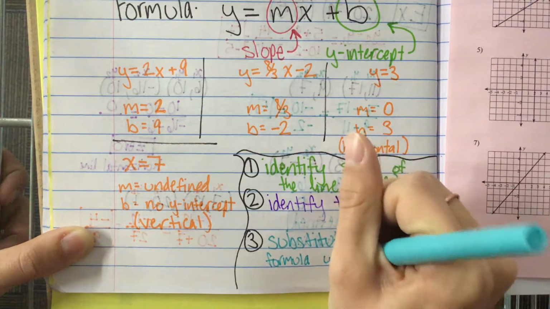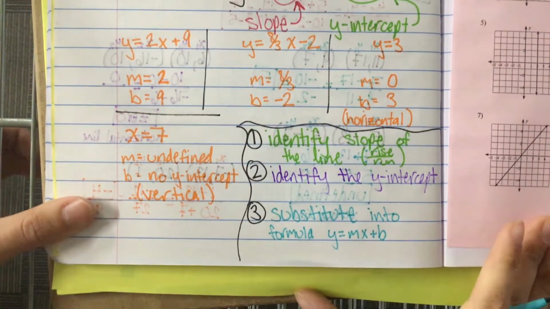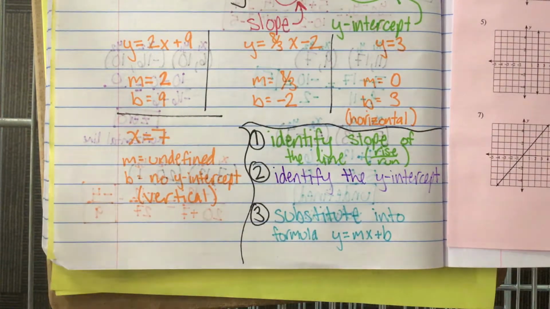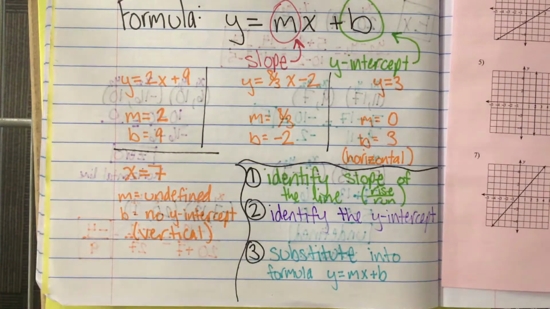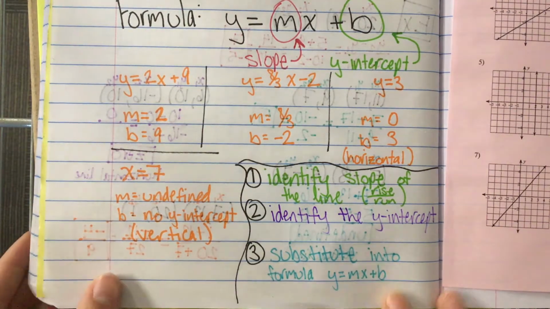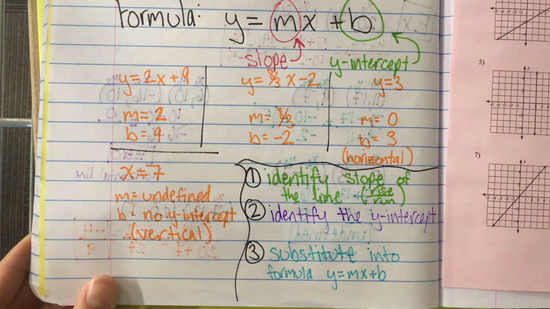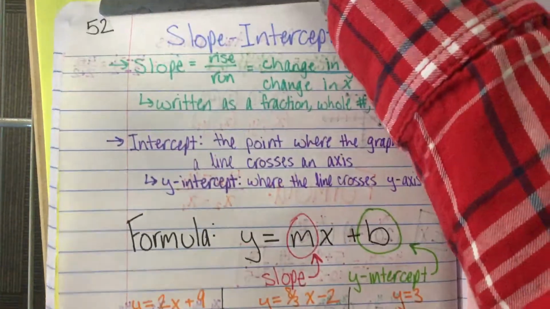Y equals mx plus b. Your y and x will stay y and x. The m and the b will become numbers. Y and x will stay variables. M and b will become numbers. These are steps. First, identify slope of the line. 2, identify the y-intercept. And 3, substitute into the formula. Let's practice this.